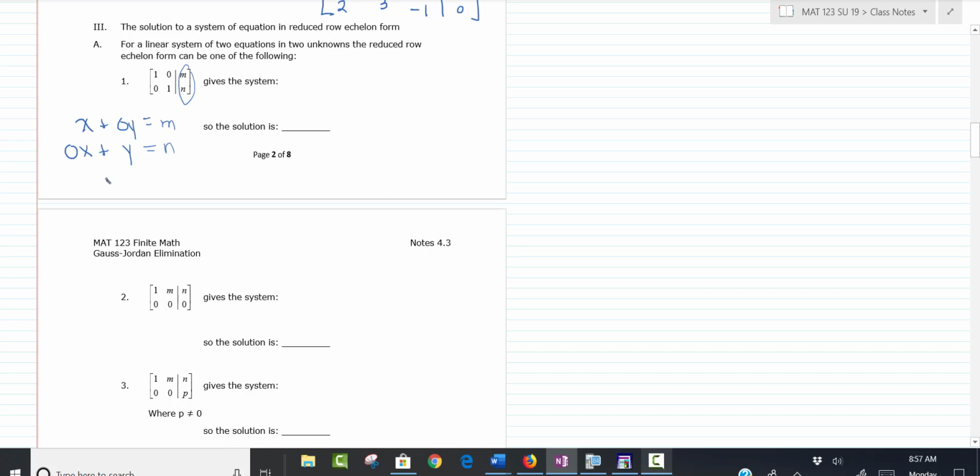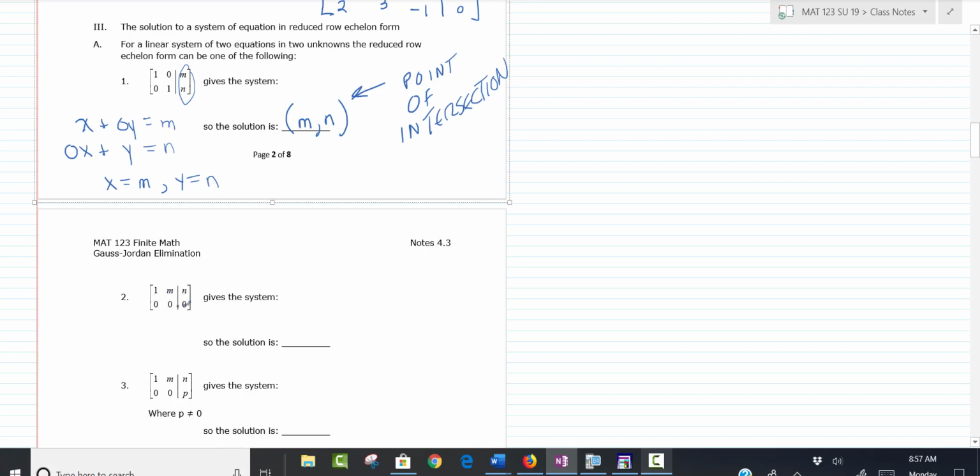So this is just saying that x is equal to m and y is equal to n. So the solution would be the point (m, n). Okay, that's the general solution to that system of equations. So when you have 1, 0, 0, 1, two equations and two unknowns, that gives really a point of intersection. Remember, we've learned how to solve systems of equations by graphing, so that's what you get. Okay, that's the first one.